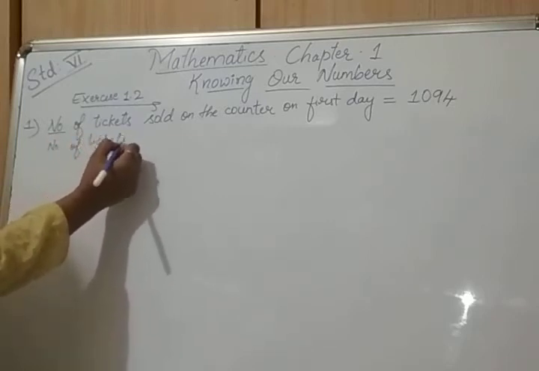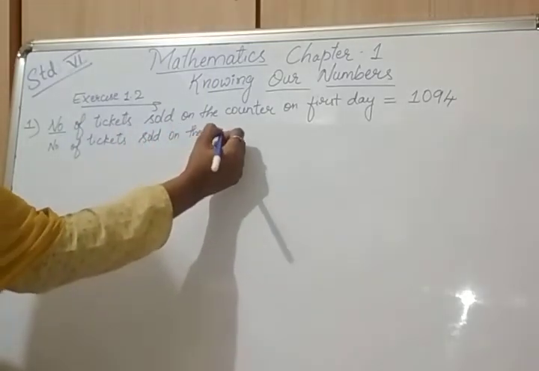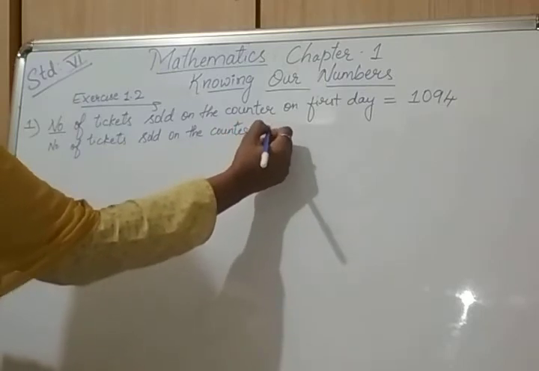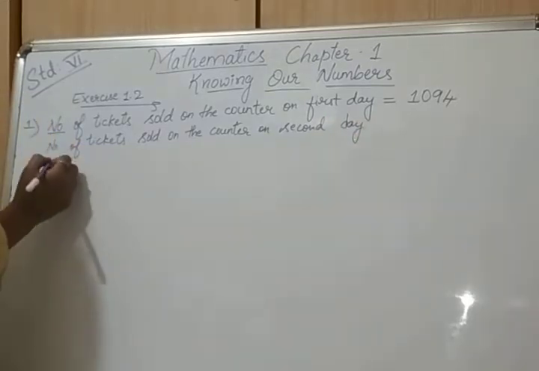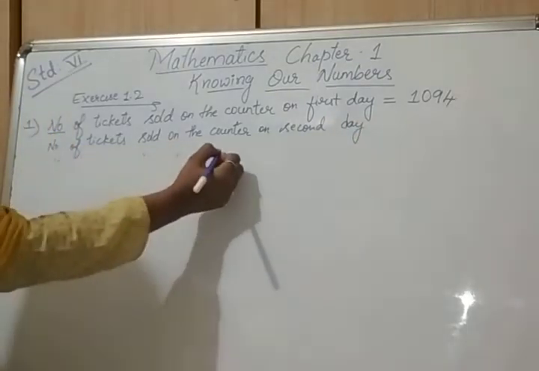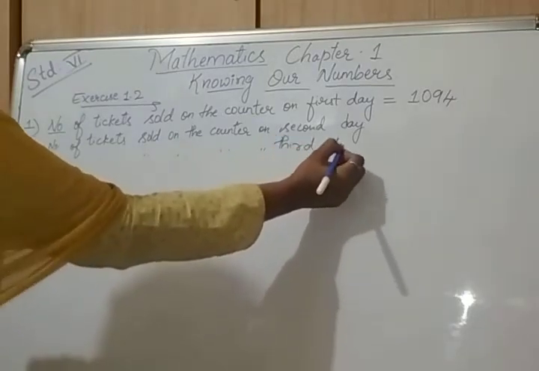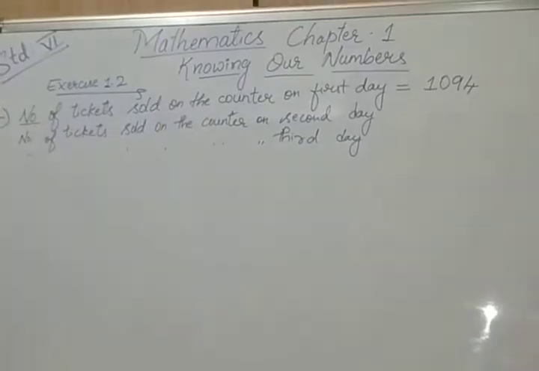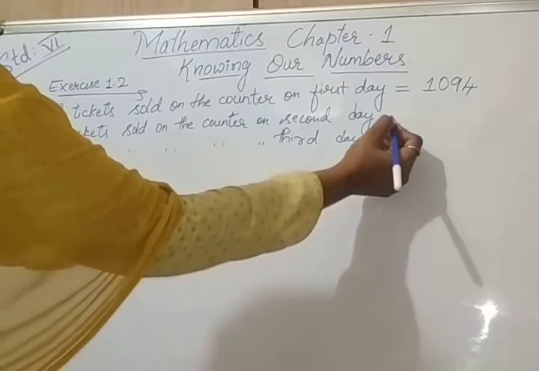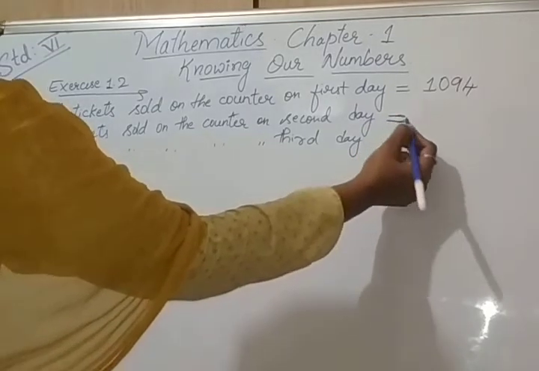So same, number of tickets sold on the counter on the second day, and the number of tickets sold on the counter on the third day. So children, while solving the statement sums, remember that the equal to sign should be placed one below the other. See, the equal to should be in the same place.